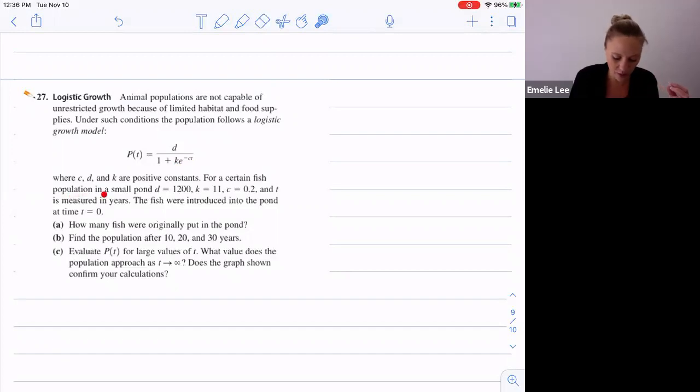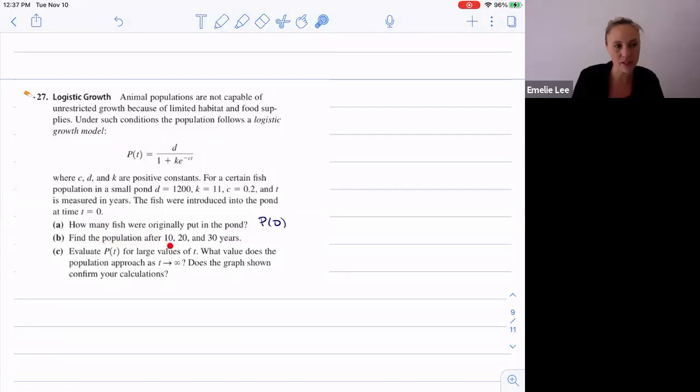For a certain fish population in a small pond, d is 1200, k is 11, and c is 0.2, and t is measured in years. Okay, that's important. If it says 14 months, you have to convert it to years. The fish were introduced into the pond at time t equals 0. How many fish were originally put into the pond? So what we can do, right, the population is the population size, so P of t is the population size, and they were introduced at time t equals 0. So what we're finding is P of 0.